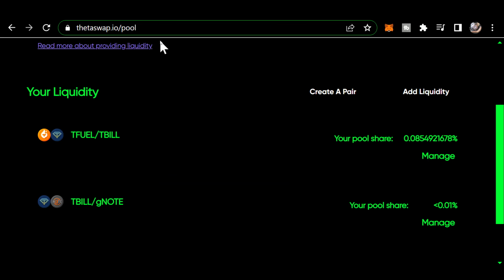And there it shows that I am now in the T-bill gNote liquidity pool, as well as the other pool, the T-fuel / T-bill liquidity pool. And you earn the same amount of rewards for participation in the gNote liquidity pool as you do in the T-fuel liquidity pool. If you don't have any multipliers, your earnings will be about 0.2 T-bill a day per 100 T-bill that you have in the pool. So this is how you can hang on to your gNote and earn daily rewards with it by participating.